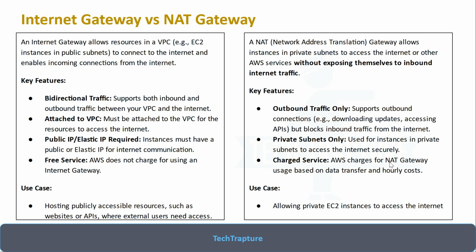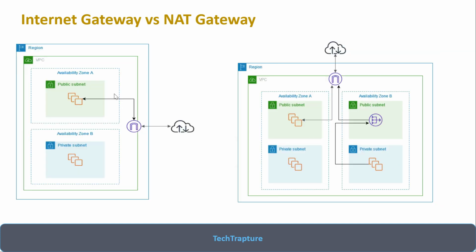Let me try to explain one more time with a diagram. Here you can see we have one public subnet and one private subnet. Now this public subnet has this internet gateway. This is the symbol or icon for an internet gateway.